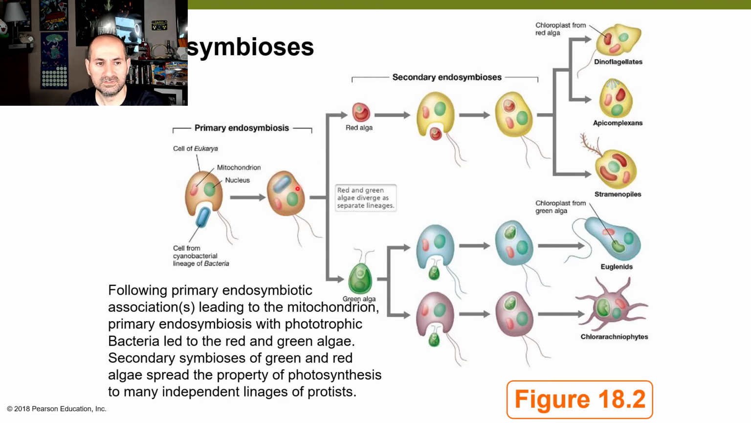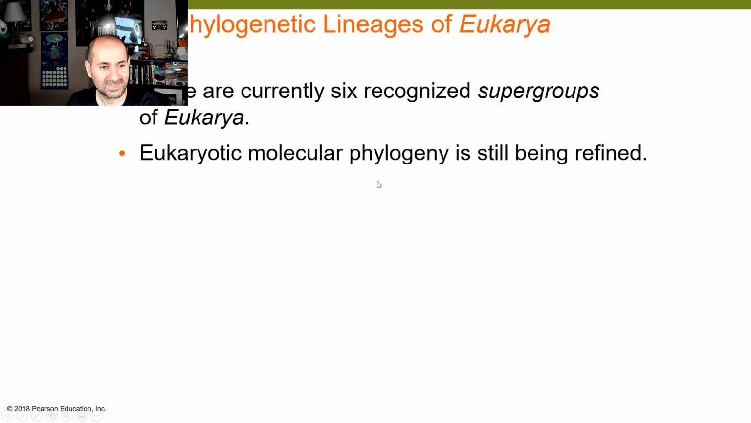So you have cells with mitochondria and chloroplasts. And then the red algae were engulfed during a secondary endosymbiotic event to give rise to the dinoflagellates, the apicomplexans, and the staminophiles, whereas the green algae were engulfed during a secondary endosymbiotic event to give you the euglenids and the chloroarachniophytes. Tongue twisters.